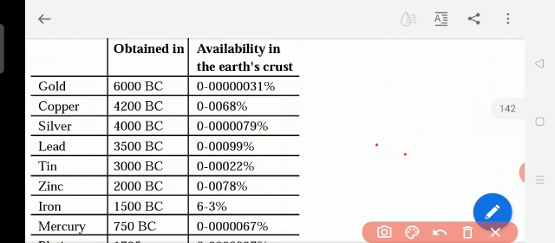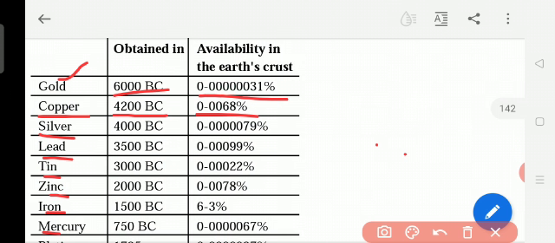The first metal found out was gold, in which year? 6000 BC. Then the availability in the earth's crust, how much is it? 31%. Copper, 4200 BC. BC means before Christ. How much is it present? 68. Then silver, lead, tin, zinc, iron, mercury, and after mercury, platinum, cobalt, nickel. Follow textbook page 138.